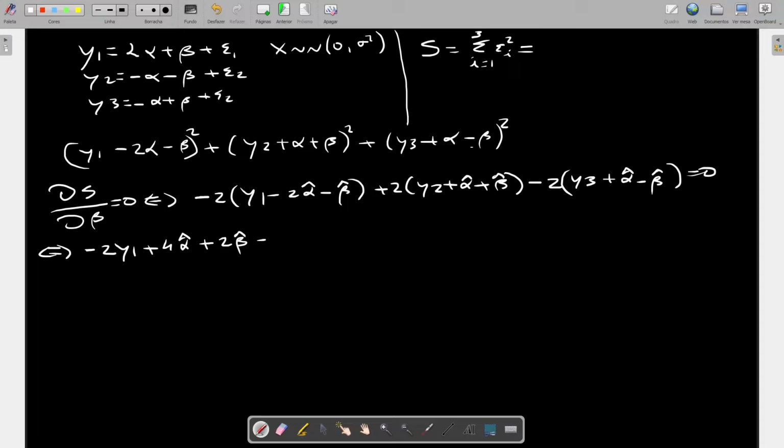Then for the second one, plus 2 y2 plus 2 alpha plus 2 beta, and then minus 2 y3 minus 2 alpha hat, that's what I meant, plus 2 beta equal to 0. Again, don't skip steps, keep simplifying this in order to get these arranged for each of the elements. So let's start with alpha first.